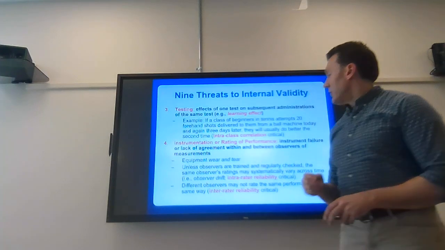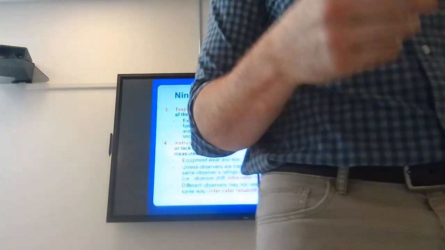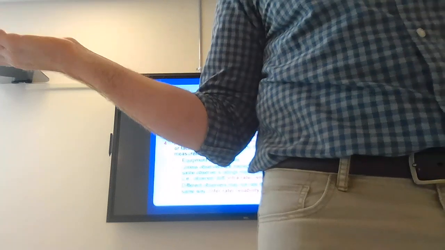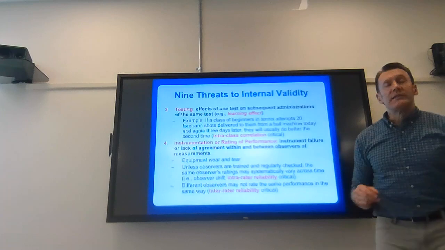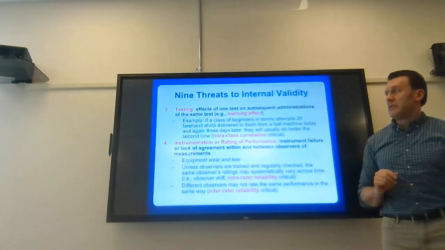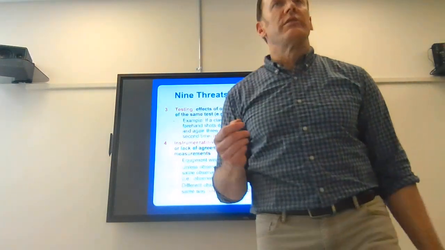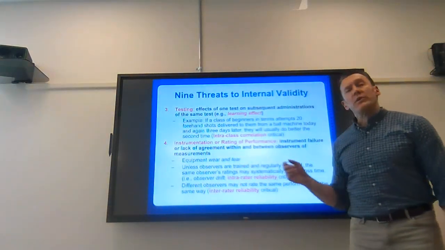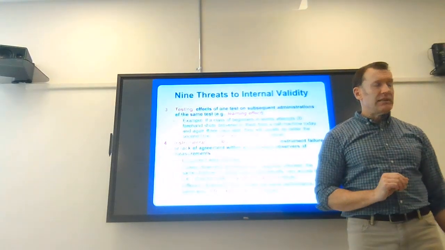Okay, so instrumentation or rating of performance. Can different people rate the same performance differently? Yeah. Can the same person rate performances differently over time? Yeah. So this is where we get into intra-rater, which is the same person. Inter-rater is different people. So how do you control for that then? If you were in charge of a large-scale research study, how would you ensure that the same person is consistent and different people rate the same performance consistently?